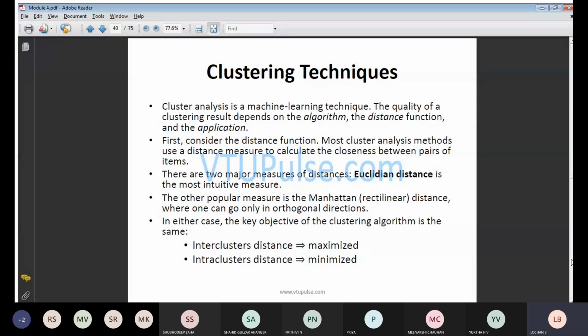There are two major measures of the distance. Euclidean distance you will be getting. In this particular case, we will be checking whether it is maximized or minimized. That means intra-cluster. Intra-cluster means which are far away. Minimized means we will be taking intra-cluster.